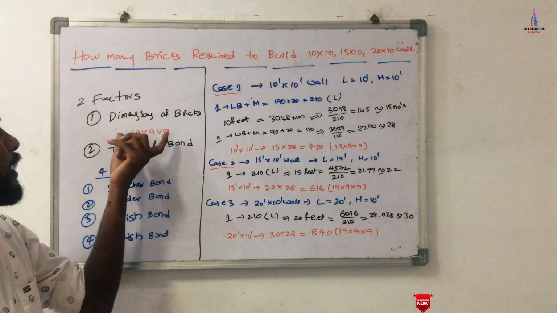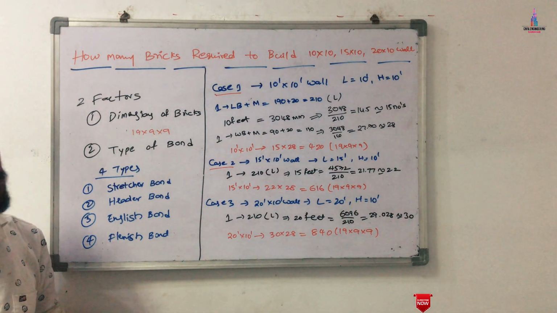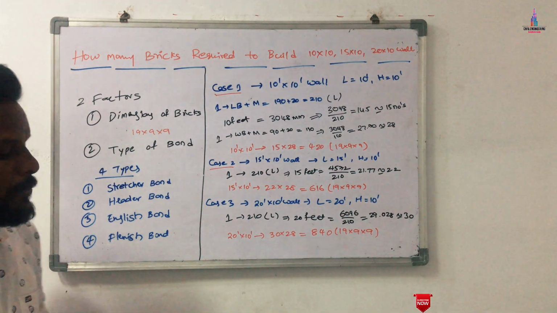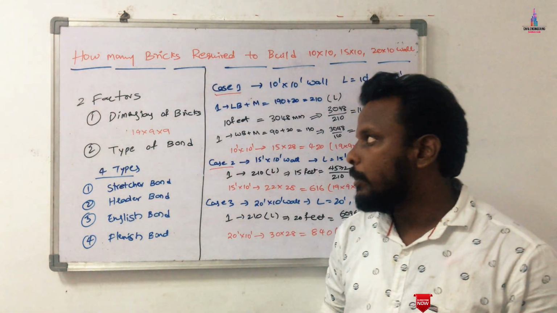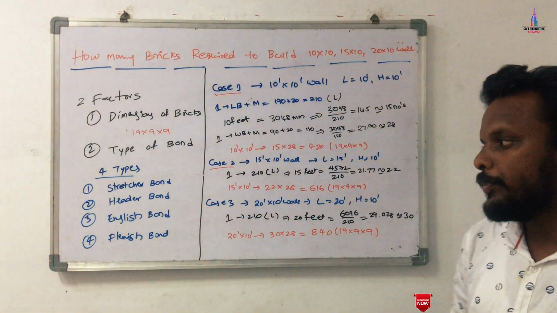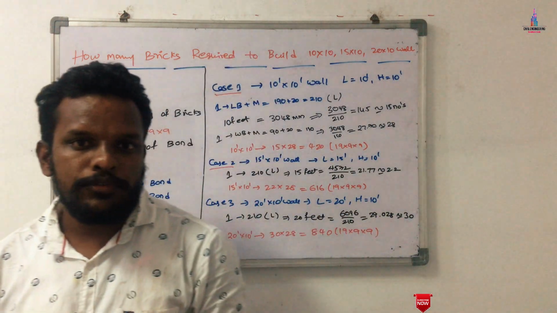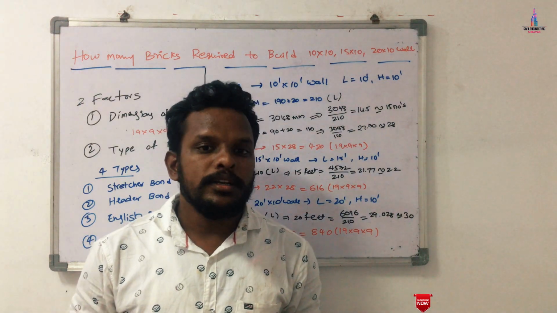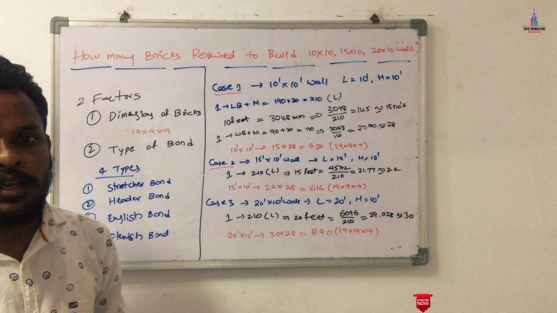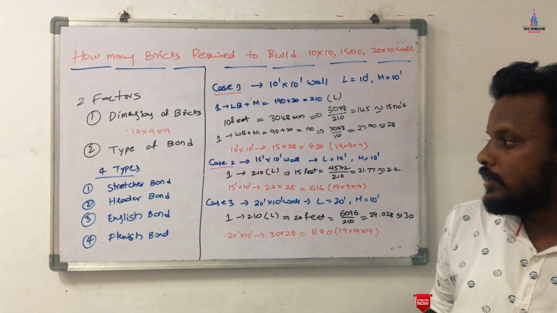So this is the first factor we need to consider, and the second factor is the type of bond. The type of bond is also one of the most important factors in calculating the number of bricks required for the construction of the wall. Basically, a wall will consist of four types of bonds: stretcher bond, header bond, English bond, as well as Flemish bond. The first one is the stretcher bond.